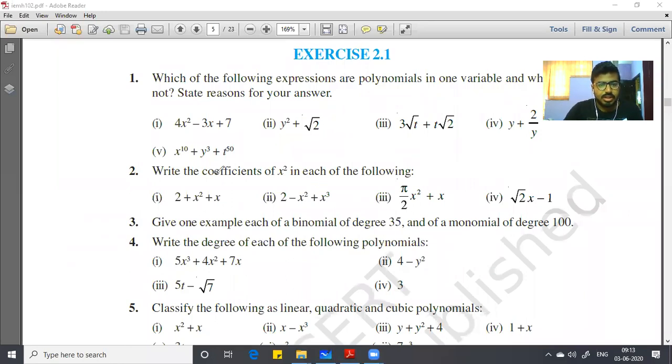Now, first question. Everything was solved. Now write the coefficient of x square in each of the following. X square यहाँ का इसके सामने 1 है. That is already said. यहाँ पर x square के बाजू में -1 है. So coefficient of x square is -1. So you have to just write coefficient of x square is equal to -1. Then you are having x square के बाजू में क्या है? Pi upon 2. So here the answer is pi upon 2. यहाँ पर already discussed है. यहाँ पर कुछ नहीं है तो क्या होगा? 0.